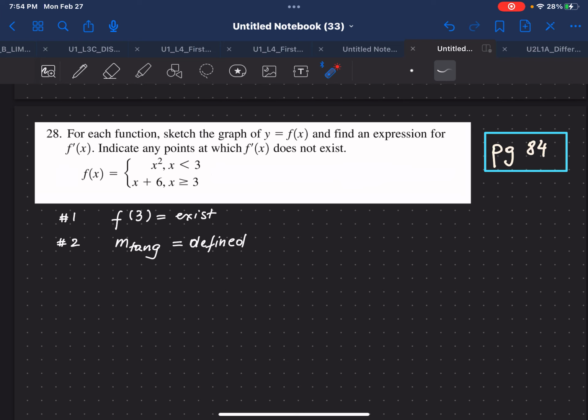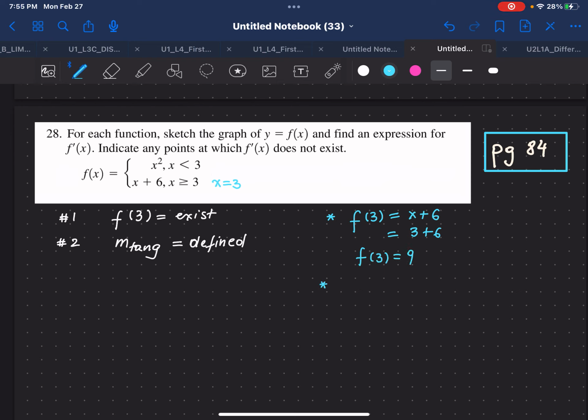Now let's take a look at the function f of x and see if the function at 3 exists. So if the function is continuous, in other words. So there are three conditions for continuity. Condition number one for continuity is that the value of the function at 3 must be definable, or f of 3 exists. As you can see, x equals 3 is part of the second piece in the equation of f of x, which means that to find the value of f of 3, we need to use y equals x plus 6. So that means that f of 3 will be 3 plus 6, or f of 3 equals 9.